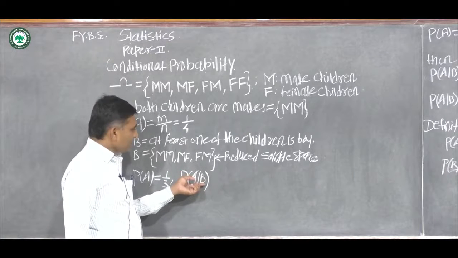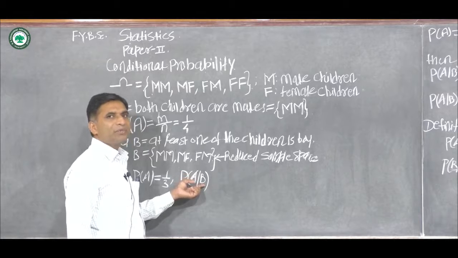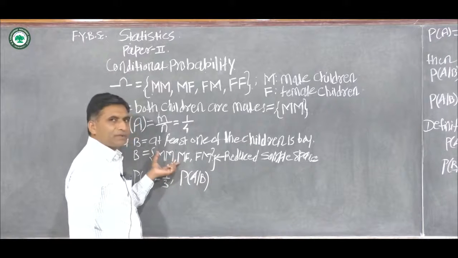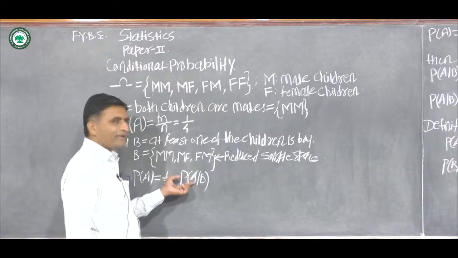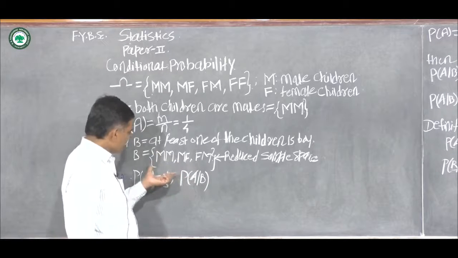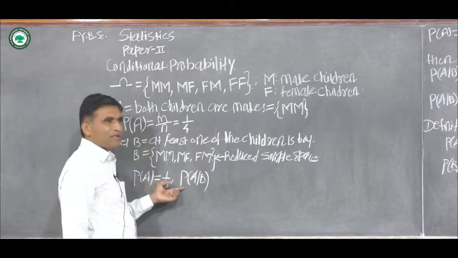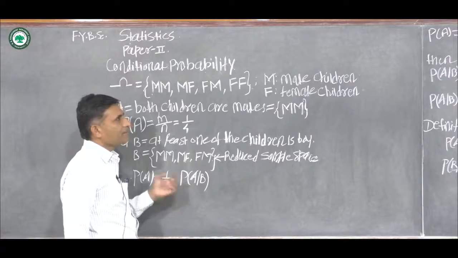Here event B is already known. Then what is the probability of event A? B is known. Then we have to find the probability of event A, and this probability of A is equal to 1 by 3. This is the conditional probability of A given B.